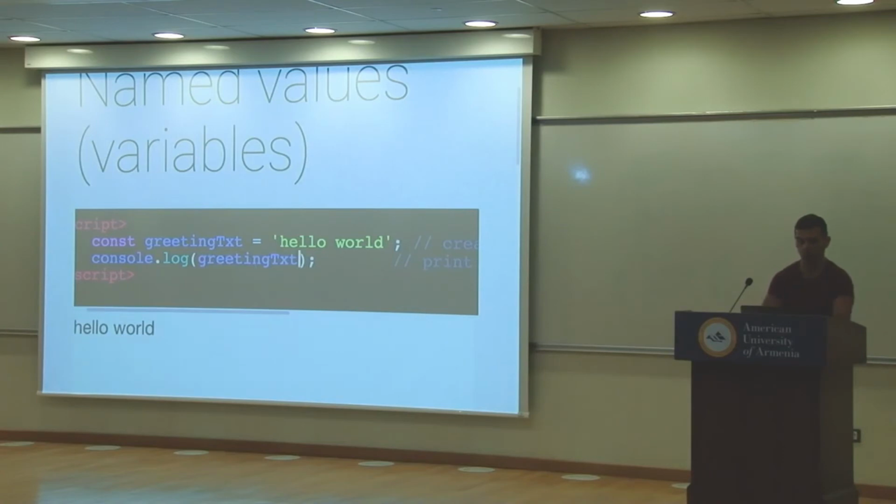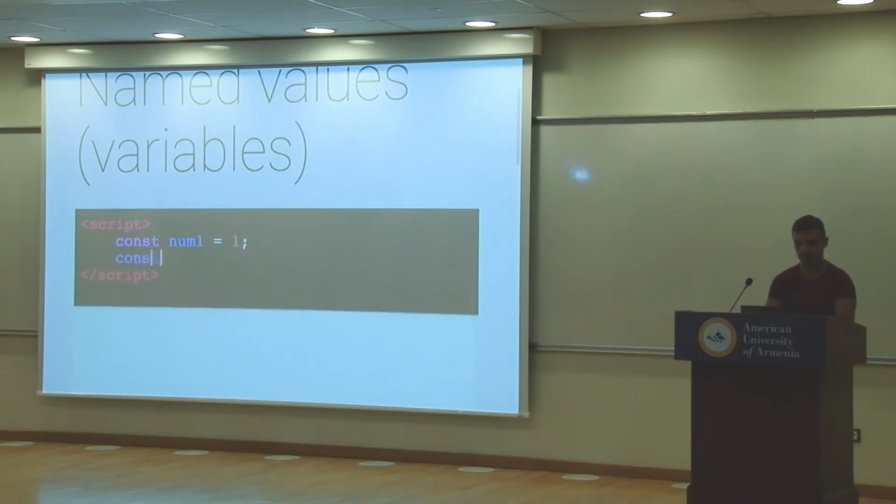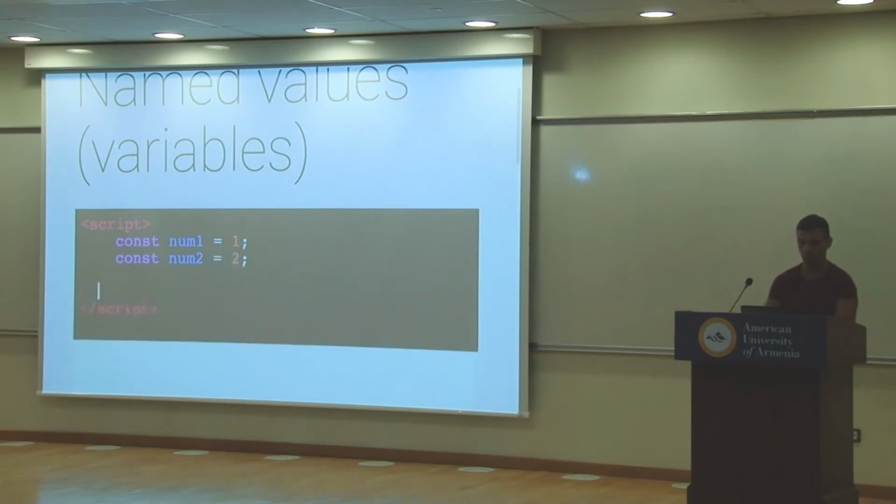Let's look at some more boxes. So let's say we have some numbers. Const num1 is 1. Const num2 is 2. Okay, so now this is a name for that, and this is a name for that. And we console log num1 plus num2.